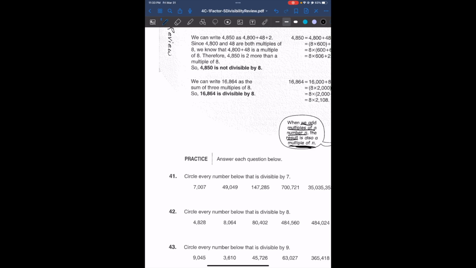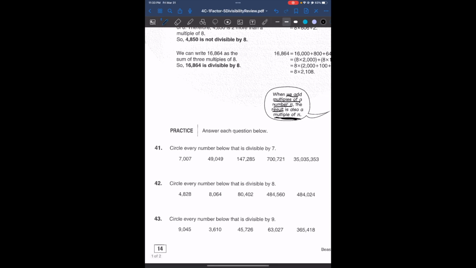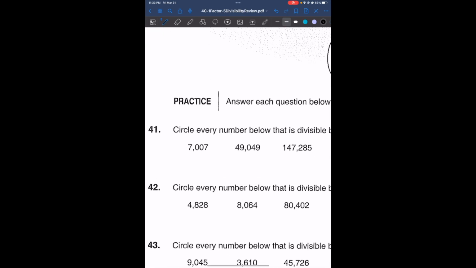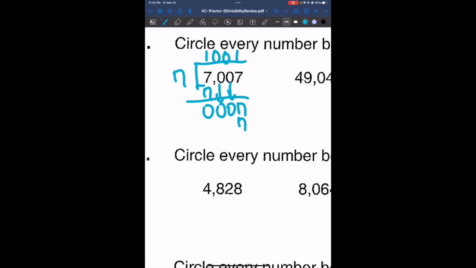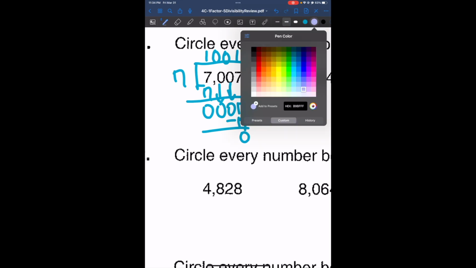And so now we're going to look at some practice problems. And so it says, circle every number below that is divisible by 8, divisible by 7. So learning the technique we just did, we're going to try it out. So bring down the zeros. So 7, so it's going to be 1,001 with a remainder of 0. So we don't have a remainder, so it is divisible by 7.